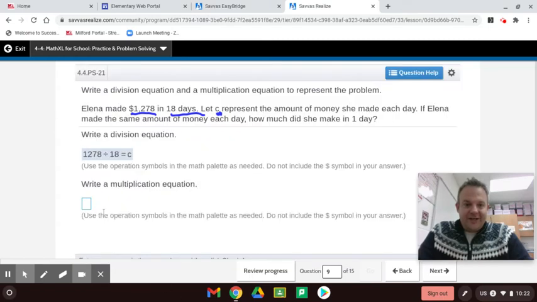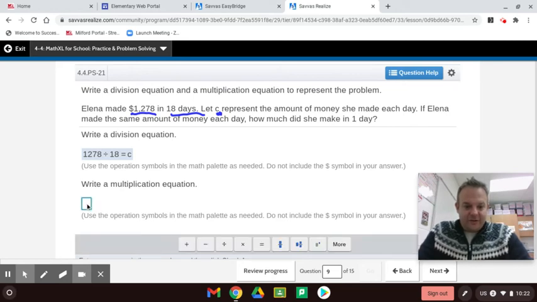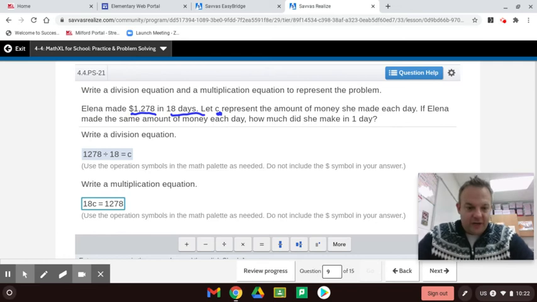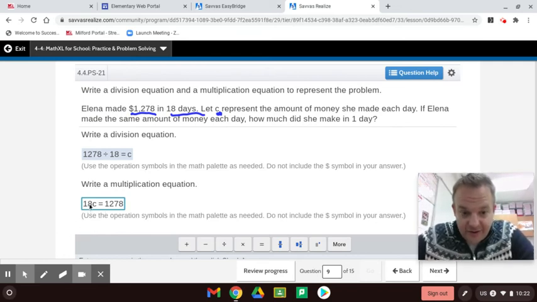Now, the multiplication is like a fact family, guys. So we're going to go 18 times C, which is the coefficient 18, the variable C, equals... Now, let's review your vocabulary. Guys, this is so important. 18 is the coefficient. C is the variable. Make sure that's always on some kind of test, okay? 18 times C equals this. And then to do it, you would divide by 18 on both sides, and you'd get that, and it would answer what C is.